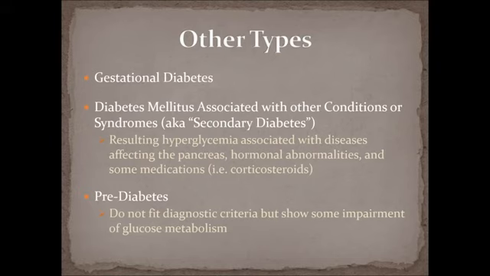Other types of diabetes: gestational diabetes, so that is glucose impairment associated with pregnancy. A lot of the same principles of regular diabetes do apply, and you will talk more about that when you get to your OB class. Your textbook also talks about diabetes mellitus associated with other conditions or syndromes. Years ago, we used to call this secondary diabetes. So basically, this is just the incidence of hyperglycemia associated with either a disease or a medication.